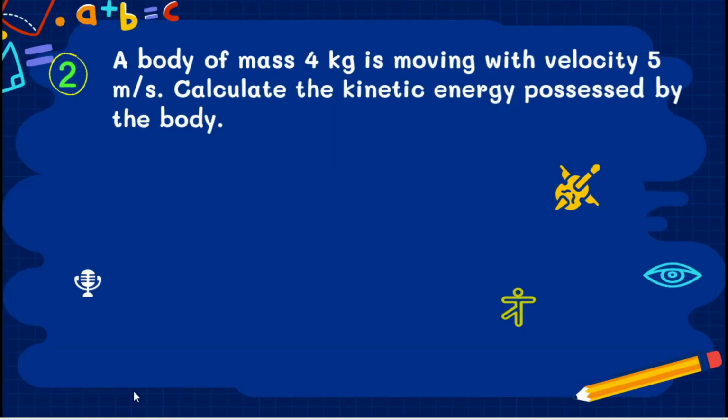Okay, next sum. Next numerical problem. A body of mass 4 kg is moving with velocity 5 meter per second. Calculate the kinetic energy possessed by the body. So students, we clearly know about the kinetic energy. Kinetic energy formula also we know. Okay, so first I am going to write the solution. Kinetic energy is equal to 1 by 2 mv square. So I am going to apply these values into the formula.